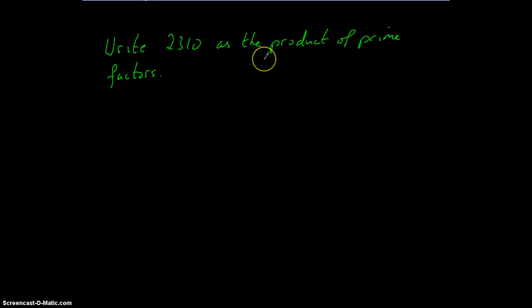So what does the question say? Let's say you had this question on a test. It says write that number as the product, that's multiplication, of factors, so the factors that make 2310, but those factors must also be prime. Okay, this is quite a large number.